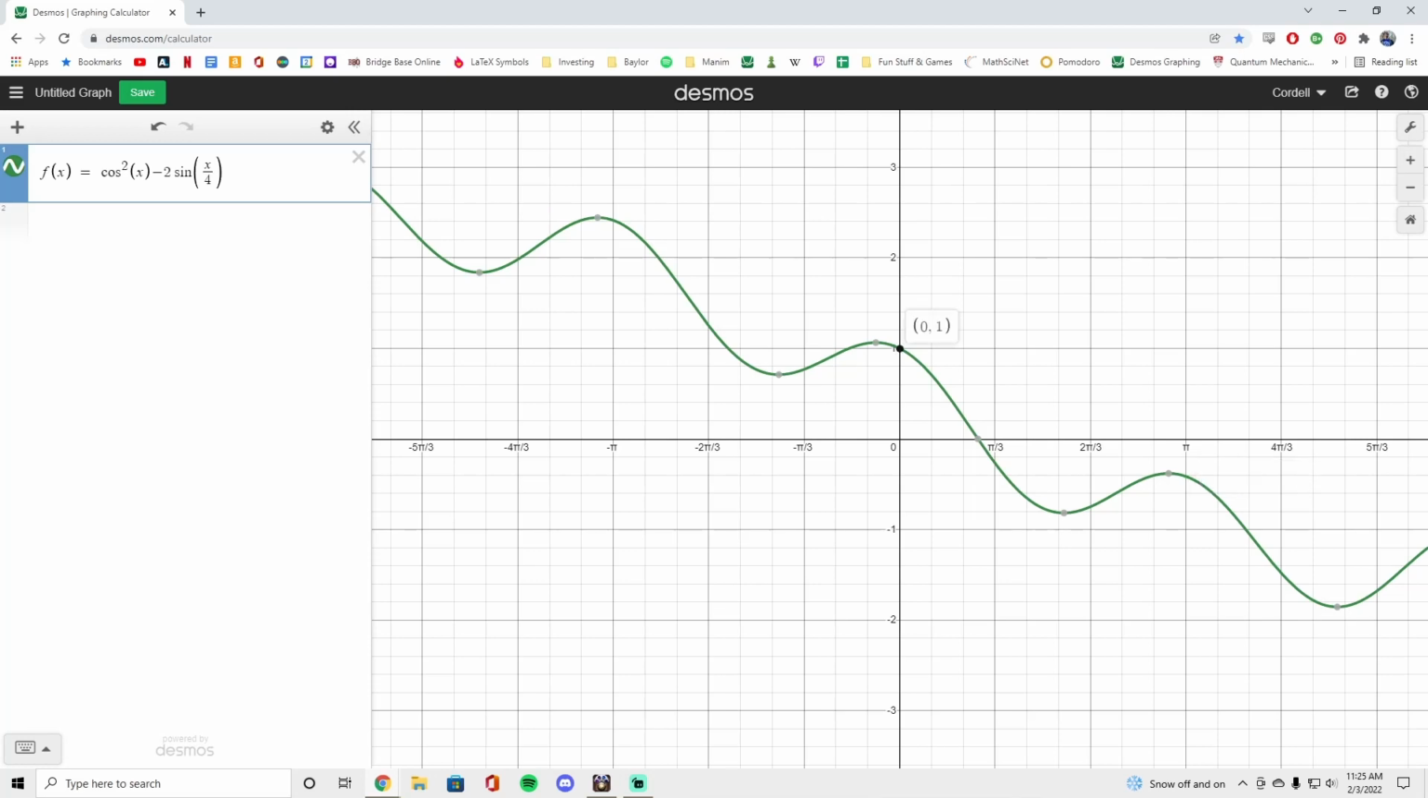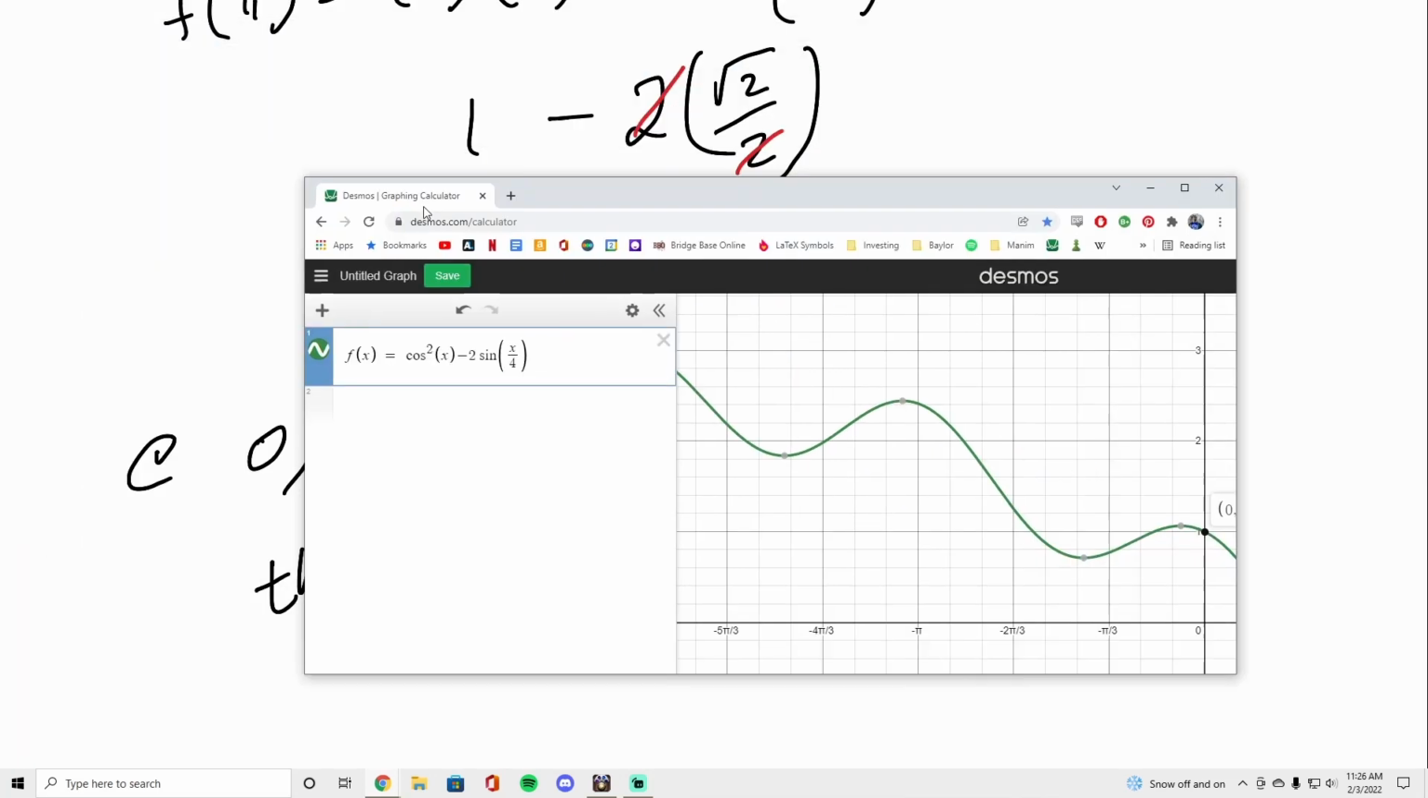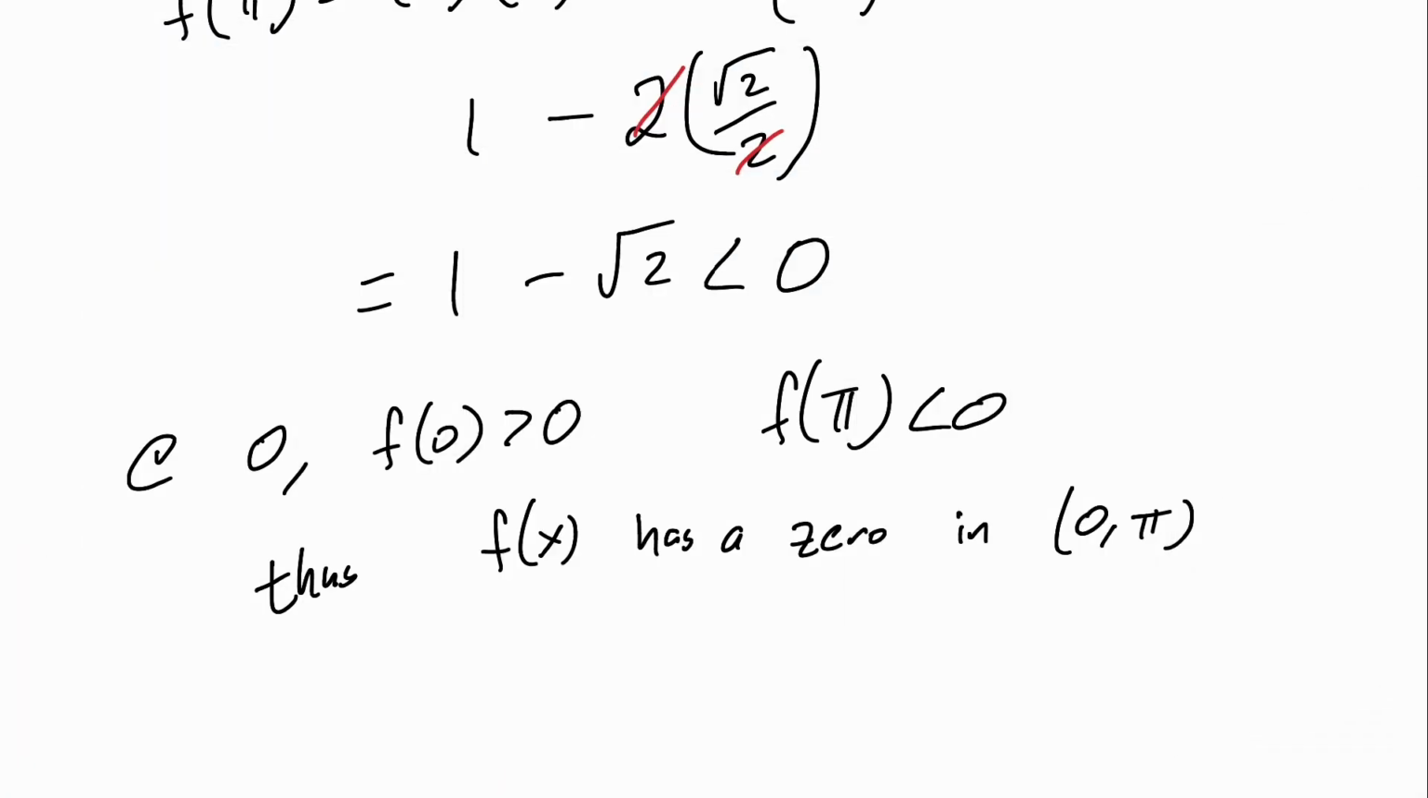Because we start bigger than 0 at x equals 0, and we end smaller than 0 at x equals pi, that means there had to be a place in between where we crossed y equals 0. So that's using the intermediate value theorem to find zeros. It's a pretty nifty application.